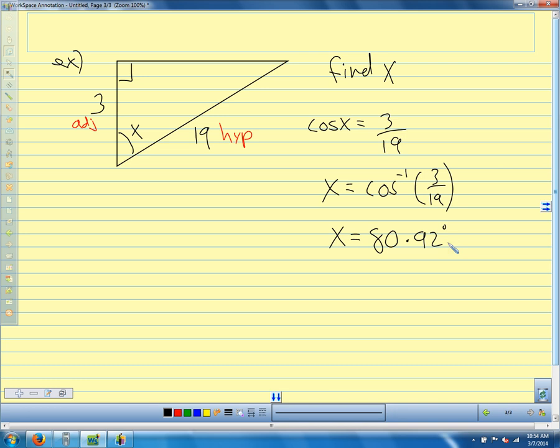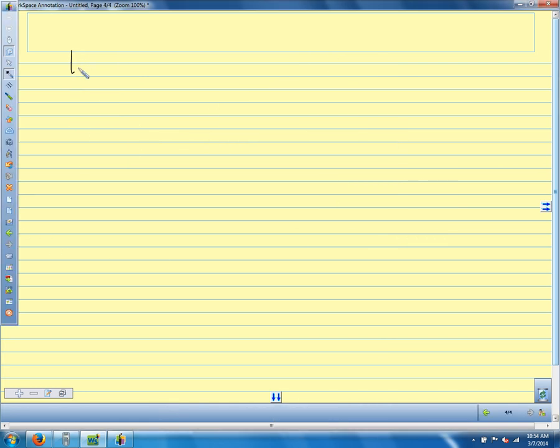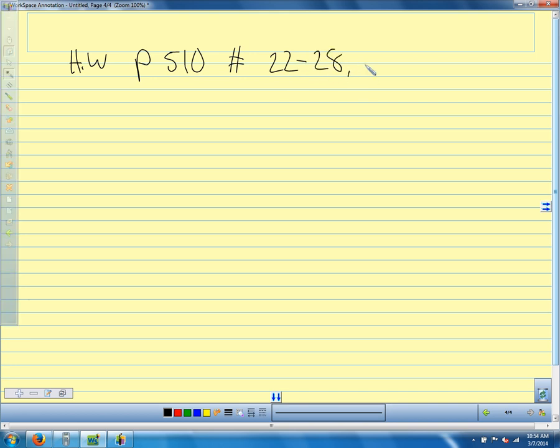So that's all the homework tonight. All it has to do with is this kind of problem. We want to find the angle. When we need to find the angle, we use the inverse sine, inverse cosine, or inverse tangent, depending on which trig ratio we used, which one we wrote. All right, questions there? Okay. Our homework. Very short.